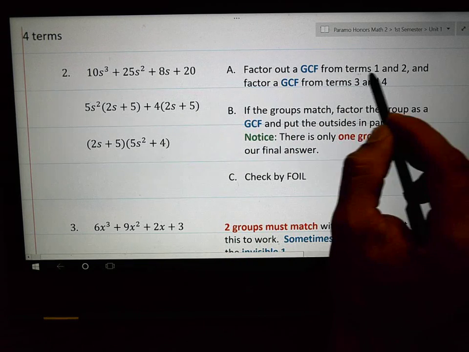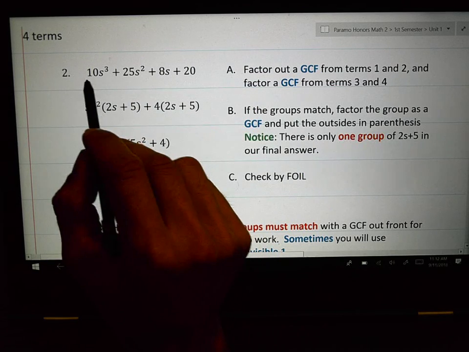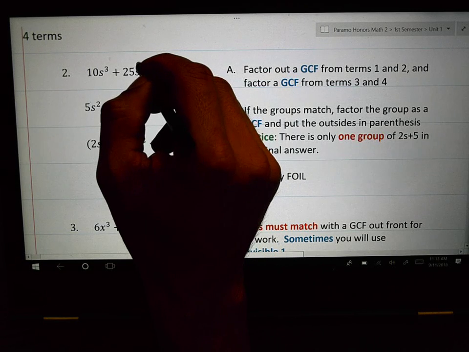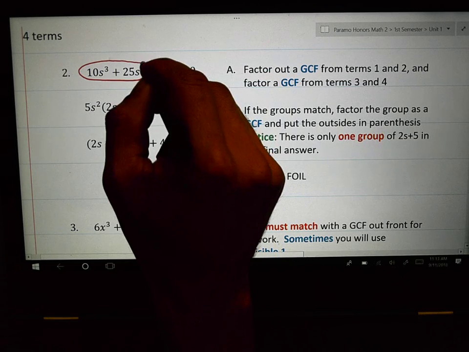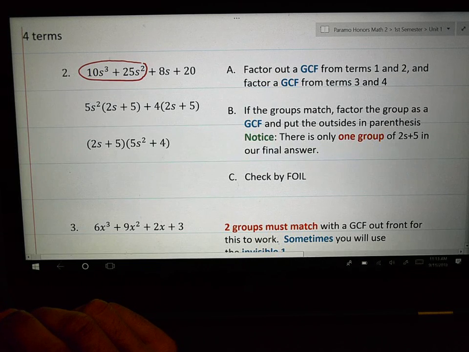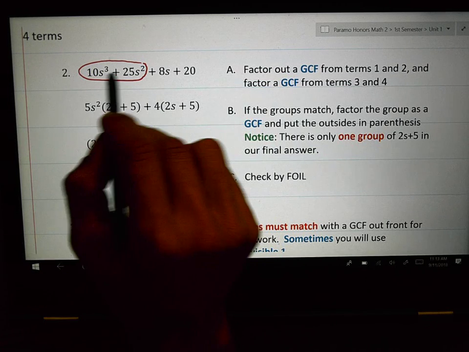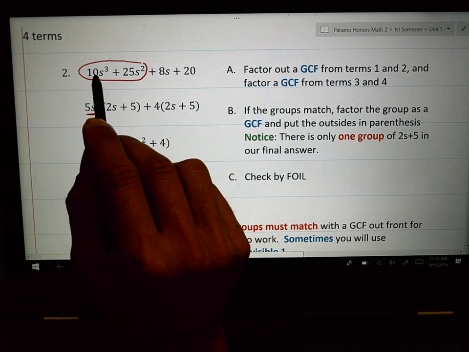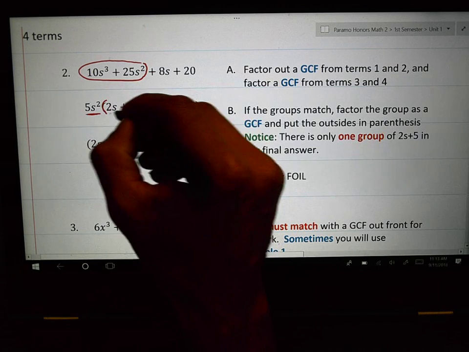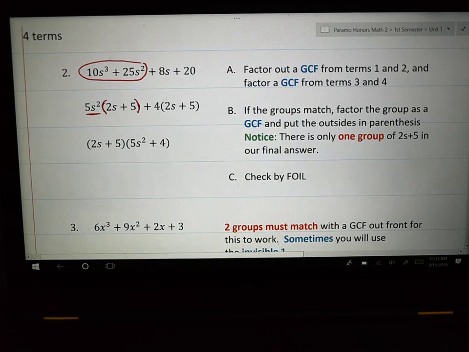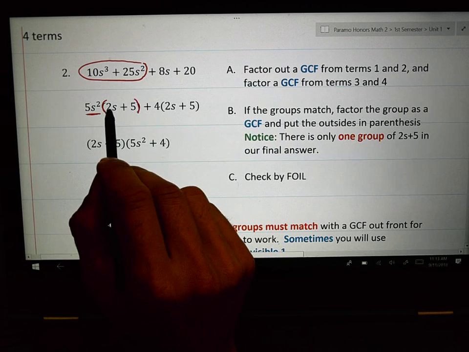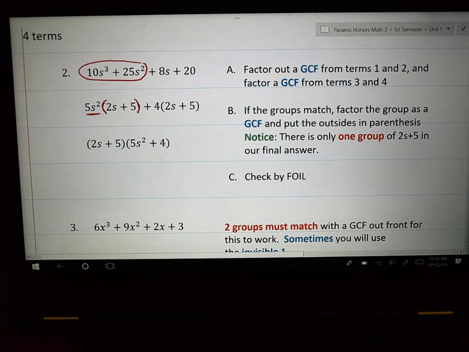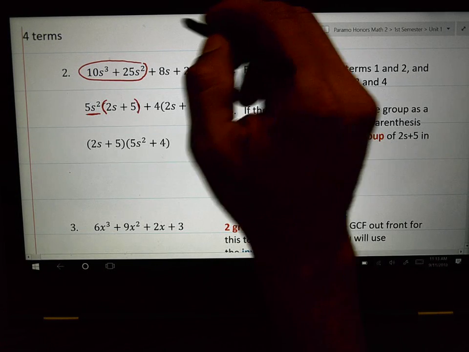We're going to factor out a GCF from terms 1 and 2. Okay? So there is no GCF of all 4 terms. But what I can do is look at these 2 terms and factor out a GCF from terms 1 and 2. What goes into both of these is 5s squared. If you were to factor out a 5s squared, you would be left with this 2s plus 5. This times that is this, and this times that is this. Do you agree with what I've done in red? Yes. Good.